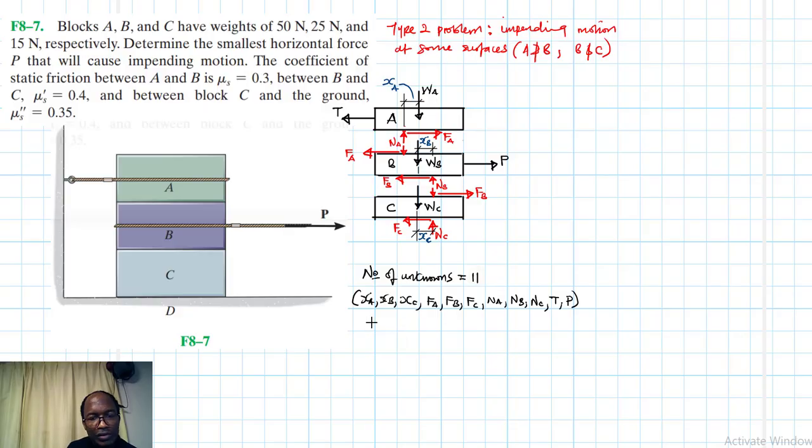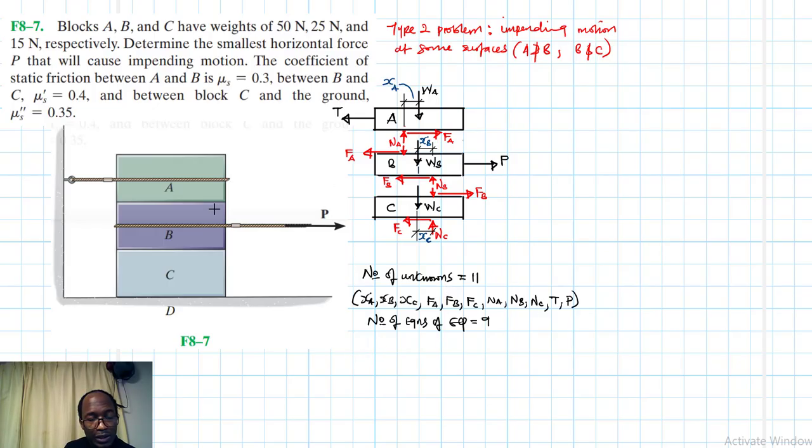All right. Then for each separate body, the number of equations is 3. So 3 by 3, the number of equations of equilibrium we have is 9. So how many less? For the number of unknowns to be equal to the number of equations of equilibrium, they are supposed to be 11. So we need to invoke two more equations.